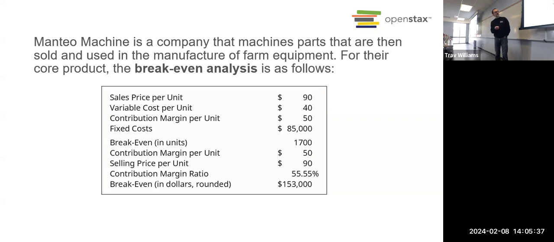Contribution margin ratio, 55.55%. How can we calculate that contribution margin ratio? Where did that come from? 50 divided by 90 is how we get this number here. And then you could take your fixed costs divided by contribution margin ratio, and you get your break-even in dollars, right? Or the number of units times your sales price, and it should get you the same thing. So that's nothing new.